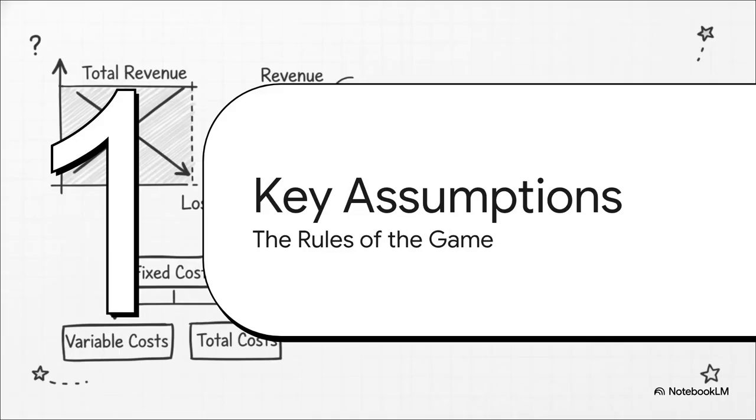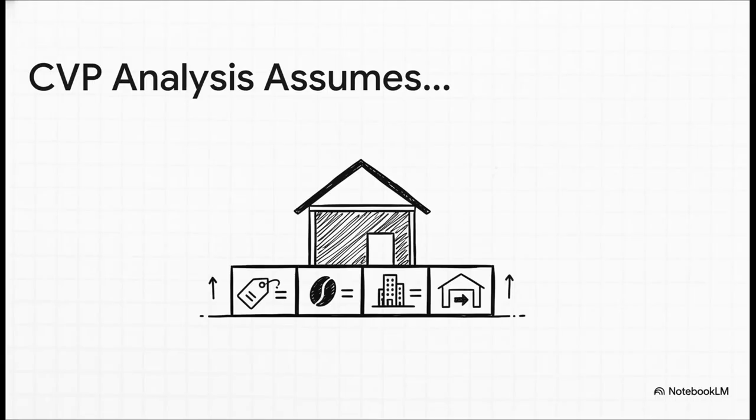Now, CVP is an incredibly powerful model, but it's not a magic 8-ball. It operates on a few key assumptions, and it's really important to know what these rules of the game are so you can use it the right way. See, the model assumes that things are going to stay constant, that your selling price doesn't change, your cost per cup doesn't change. But in the real world, maybe you get a discount for buying beans in bulk, right? That changes your variable cost. It also assumes you sell everything you make.